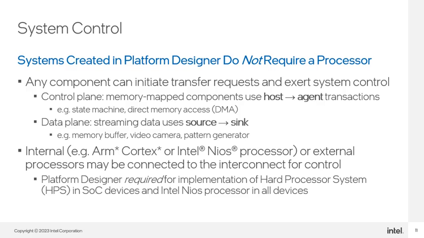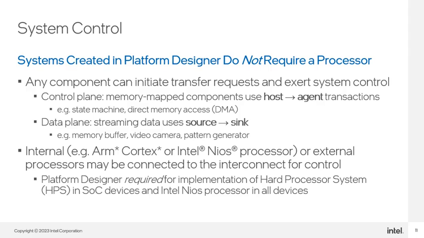So, don't system design tools like Platform Designer create embedded systems? And don't embedded systems require a processor for control? What if a design doesn't necessarily need a processor? Platform Designer systems and processors, like the Intel Nios soft processor, are not synonymous. A Platform Designer system only requires components that have the ability to initiate transfers or requests, and components to receive those transfers or requests. The controlling components don't even need to be inside the system itself. They can be in another part of the Intel Quartus Prime project or even off-chip.